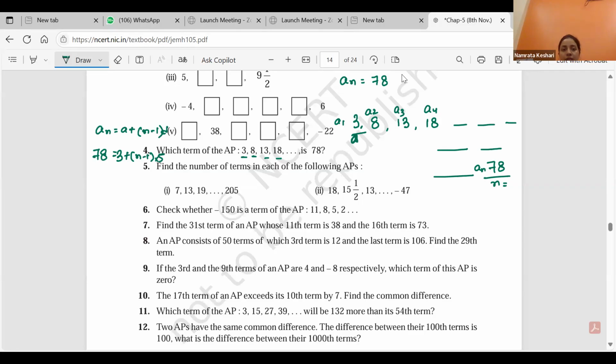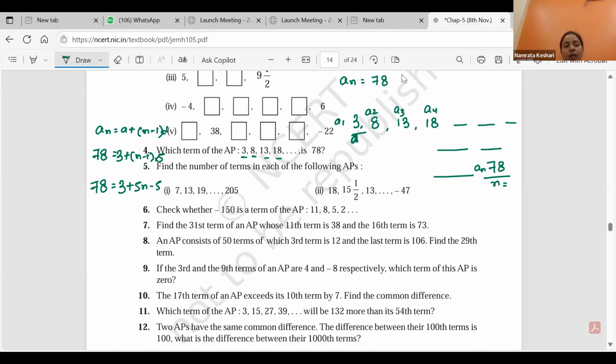Okay, we will be doing the calculation. There are many ways to do the calculation over here, but you try fixing one way which is convenient for you. Either you can shift this 3 to the other side, or you can keep this 3 on this side and then do the calculation. How? 78 is equal to 3 plus n minus 1 into 5, which will be 5n minus 5. Making sense?